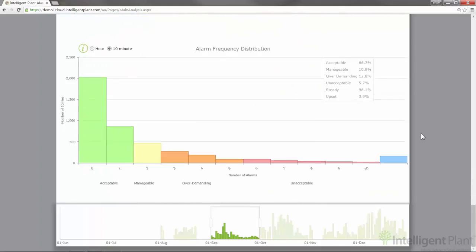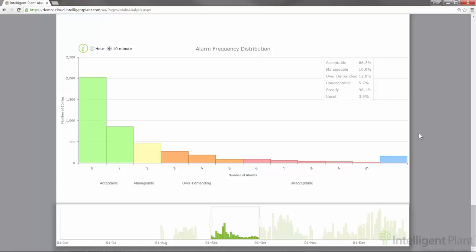And finally, on the overview page, we have a chart developed by Intelligent Plant, and which is not defined in any of the standards. It is a histogram type chart which shows the counts of alarms in each of the 10 minutes over the period selected. The intent of this is to show performance without any biases introduced by averaging. As there are 144 10 minutes in a day, one 10-minute period with 144 alarms will by itself raise the average for the day by 1.